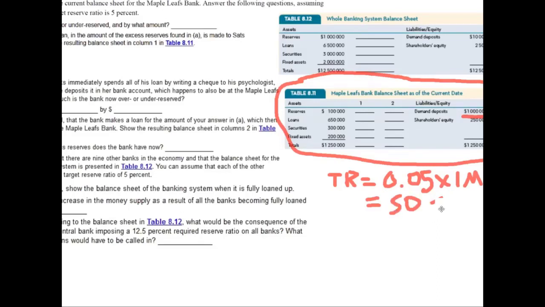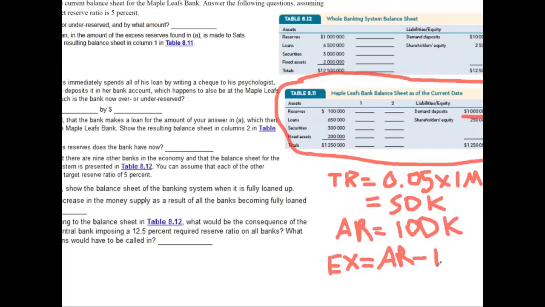So 50. Okay. How much are their actual reserves? 100K. So are they under or over reserved? Yeah, they have excess reserves. The amount of excess reserves, put EX for that, is the actual reserves minus the target reserves, and we end up with 50,000. Everyone good with that? So that's the answer here, 50,000.